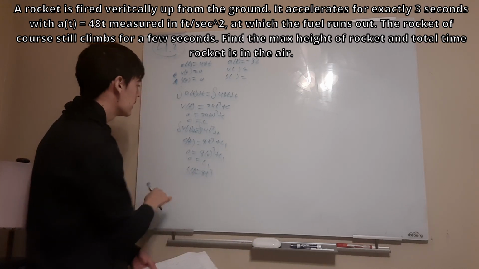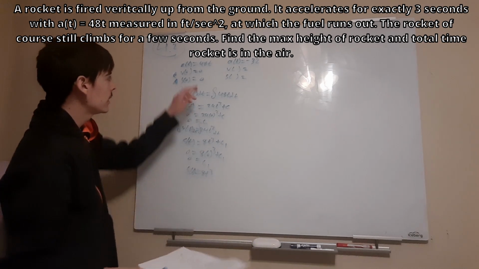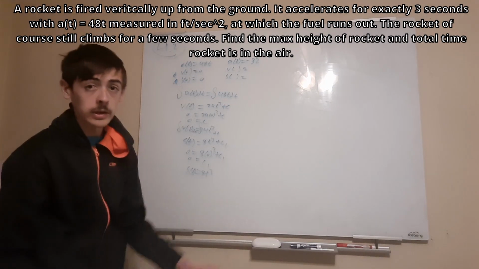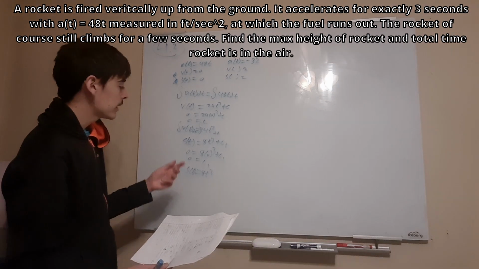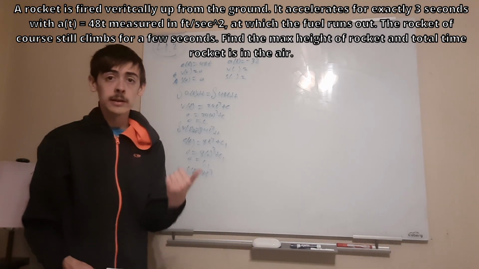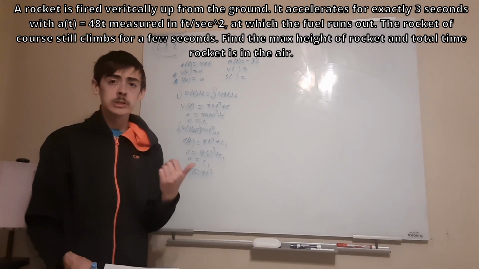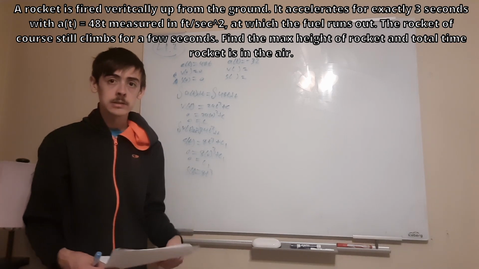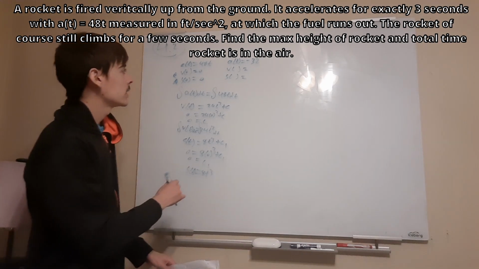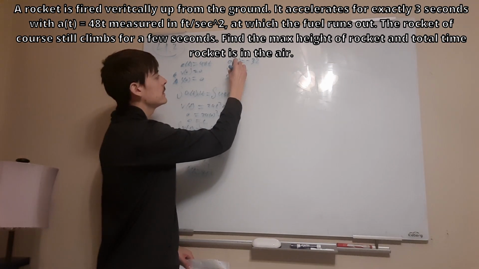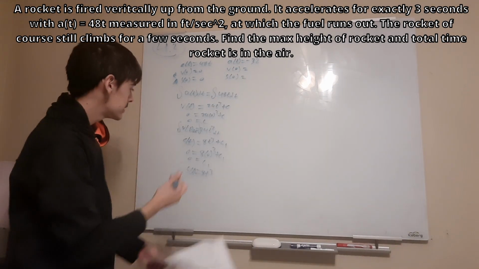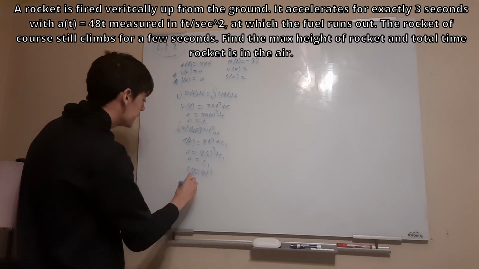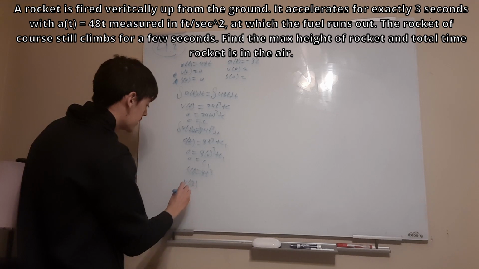What we want to do here is remember, they say that this acceleration from the rocket going upwards lasts for 3 seconds. So if we plug in 3 to our position and our velocity, we know what the position and velocity are at 3 seconds. And those values are going to be our v of 0 and our s of 0 for this equation up here. So let's do that now. We're going to do v of 3 and s of 3.